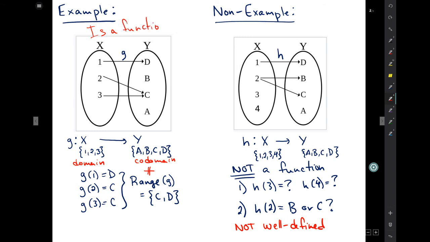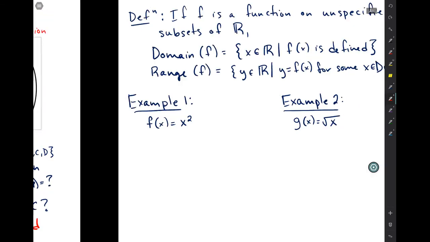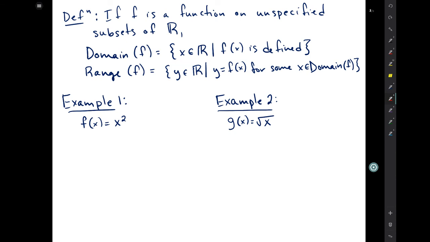G is a function. H is not a function because it's not well defined. So I want to talk a little bit more about domain and range in a specific context.